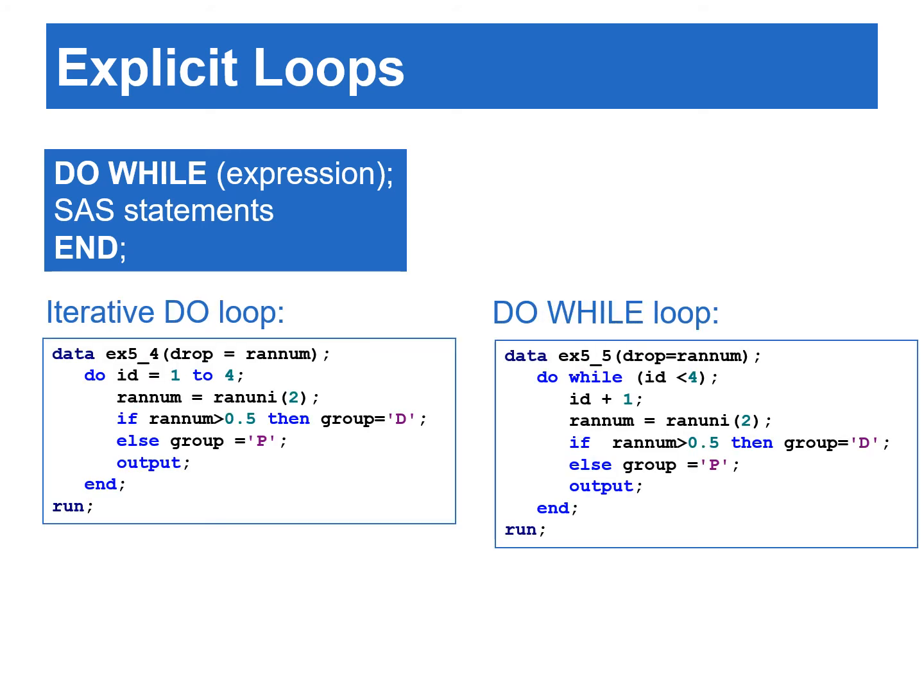We can rewrite the previous program by using a do while loop. In the do while loop, we need to specify a condition to control when the loop will stop. In this program, we compare ID variable with value 4 as the condition for stopping the loop. ID variable is created by using the sum statement within the loop.